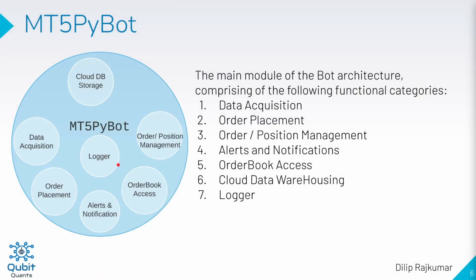The MT5PyBot module contains many sets of functions which can be broadly grouped under the following 7 sections or categories. Essentially, these categories cater to various requirements like data acquisition, order placement, order position management, alerts and notifications, order book access, cloud data warehousing, and logging functionality. I will dive deeper into each one of these components in the upcoming slides.